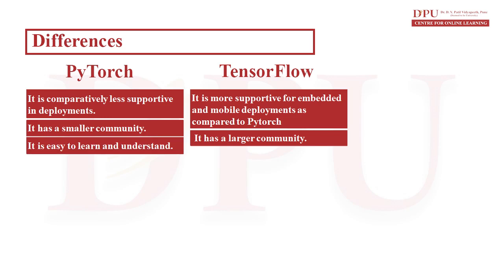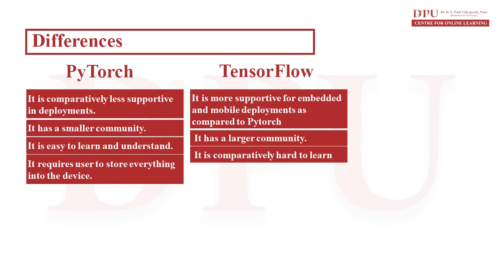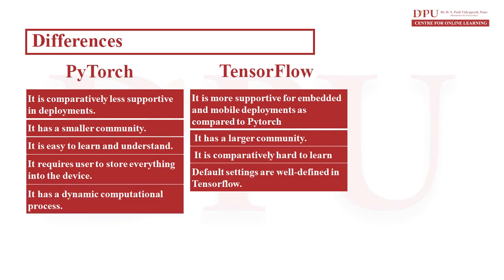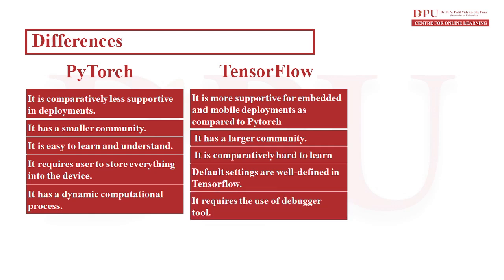PyTorch is easy to learn and understand. TensorFlow is comparatively hard to learn. PyTorch requires the user to store everything into the device. With TensorFlow, the default settings are well defined in TensorFlow itself. PyTorch has a dynamic computational process. TensorFlow requires the use of debugger tools.